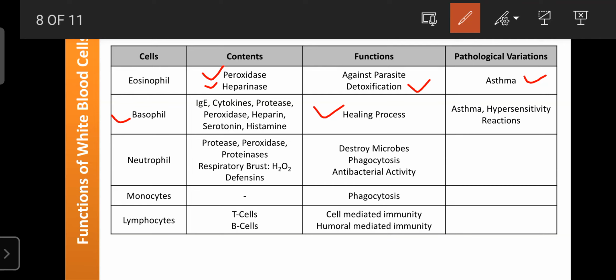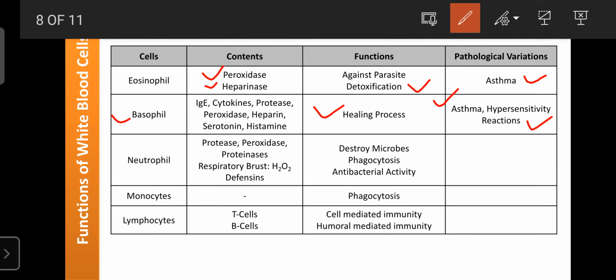Regarding the pathological variations, with the help of the basophil count we can diagnose asthma and hypersensitivity reactions. If you have an allergy, you can go for the basophil count. If the basophil number is increased, that indicates a hypersensitivity reaction or asthma. If only the eosinophil number increases, that is asthma with no allergic conditions. If both eosinophil and basophil numbers increase, then you have a problem in the respiratory tract, which indicates you are suffering from an allergy or hypersensitive reaction. Due to that, you may suffer from skin disorders, asthma, urticaria, or many other conditions.